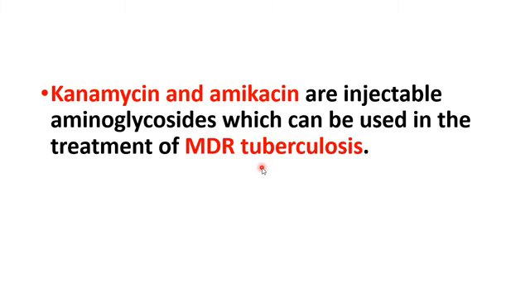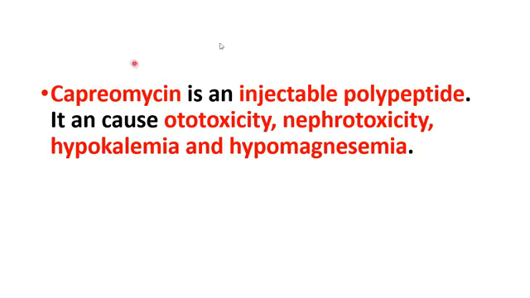Another important group in second generation antitubercular drugs is the aminoglycosides, kanamycin and amikacin. They are injectable aminoglycosides which are used in the treatment of MDR tuberculosis. And capreomycin is also related to the aminoglycosides. It is an injectable polypeptide.